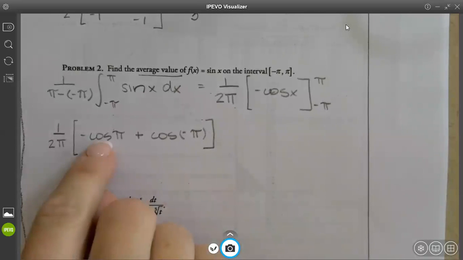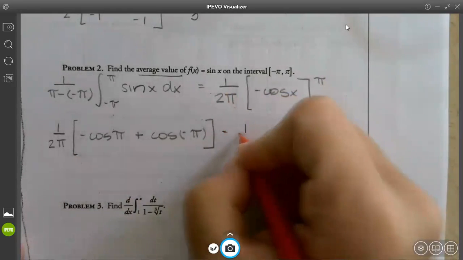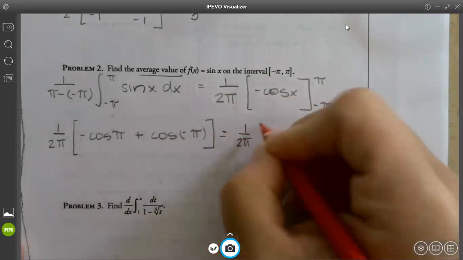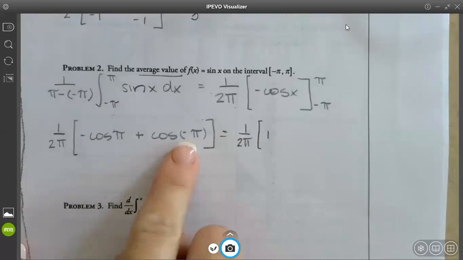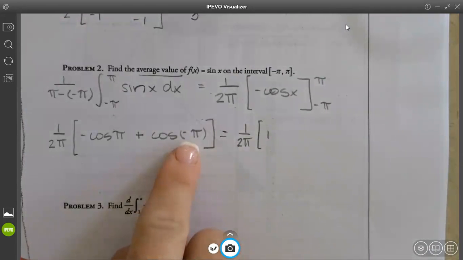What is your x coordinate at pi? Pi is on the left, so -1. What do we do if it's -pi? What does that mean if we do negative radians?